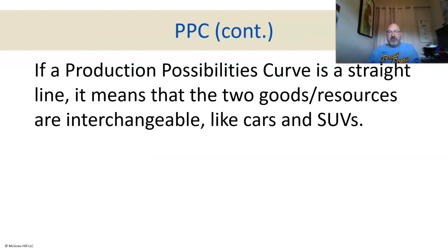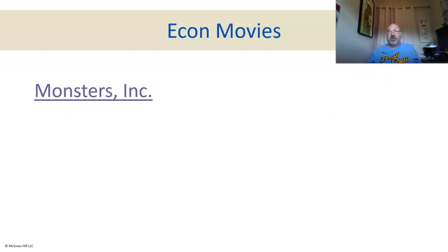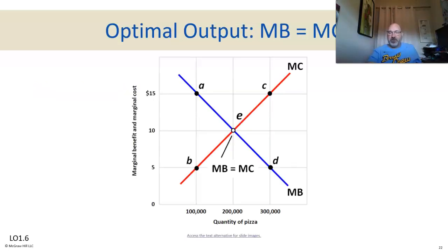If it is a straight line, and I mentioned this before, it means that the two goods or resources are interchangeable. Think cars and SUVs. You could easily switch from one to the other and not give up anything. I will put this econ movie in the class for you. It will explain a lot of that for you.